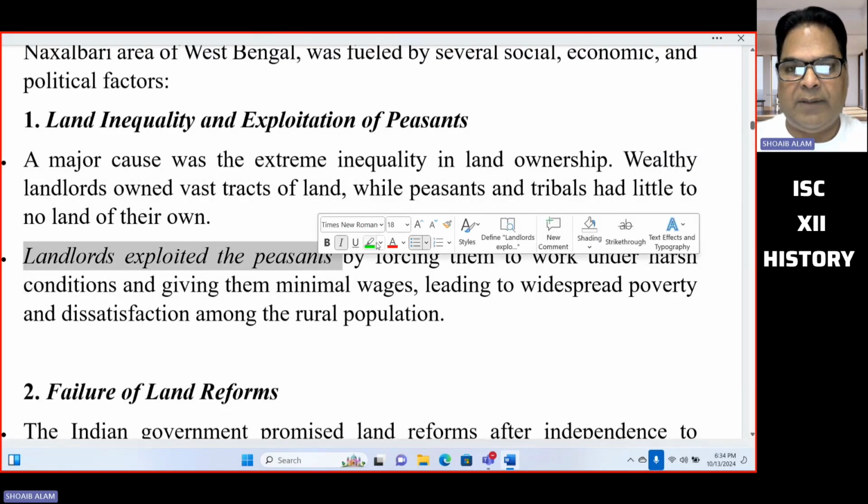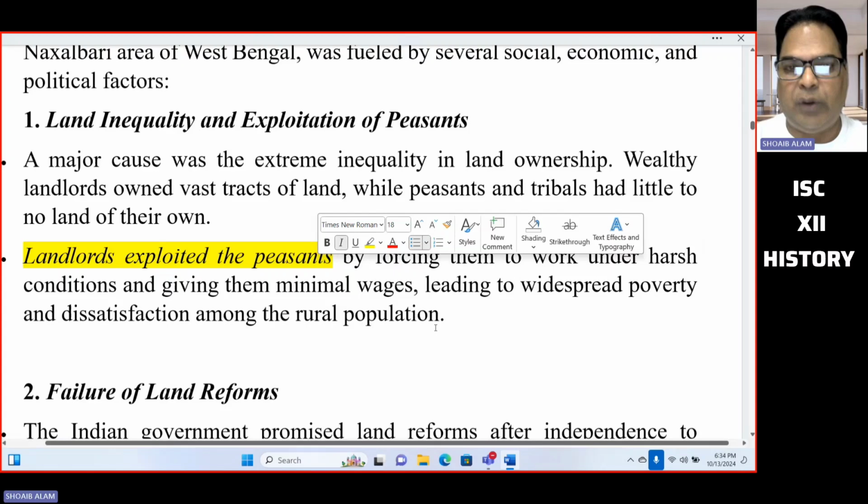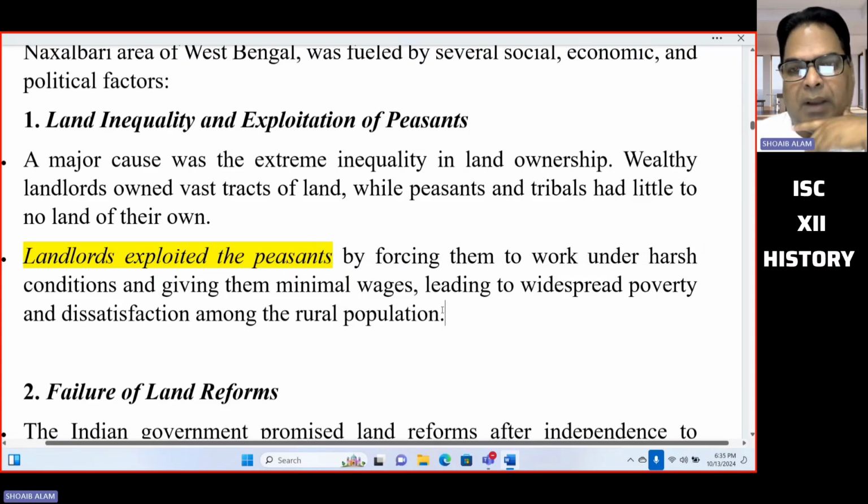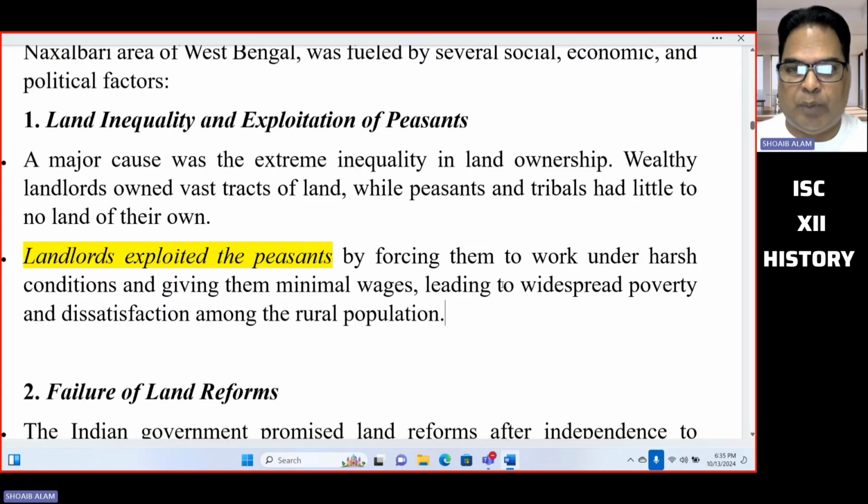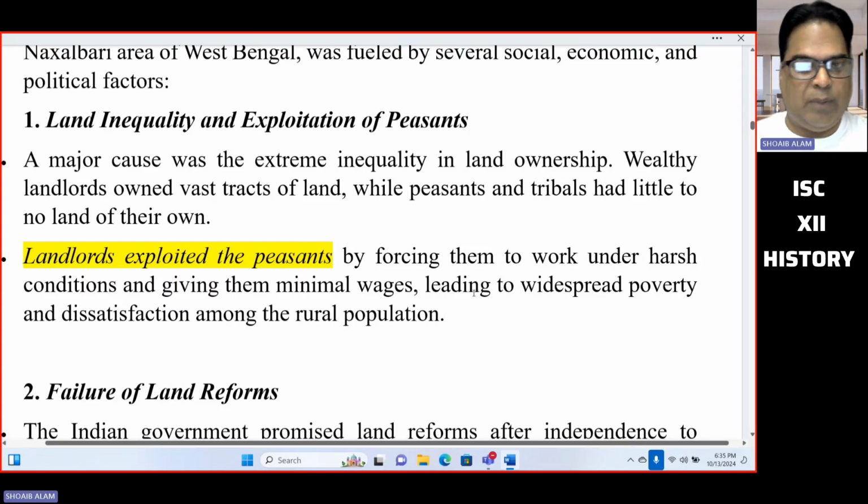How did they exploit them? By forcing them to work under harsh conditions and giving them minimal wages, leading to widespread poverty and dissatisfaction among the rural population. This was the number one point: land inequality and exploitation of the peasants. You can start this way also.